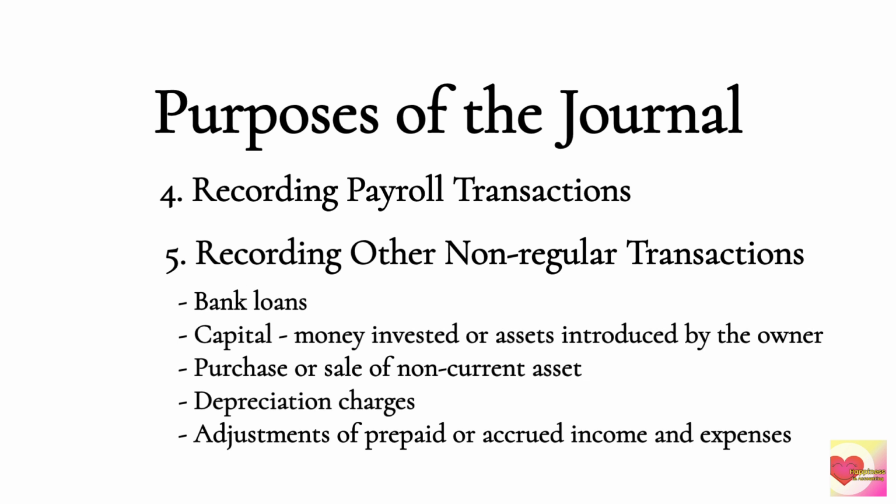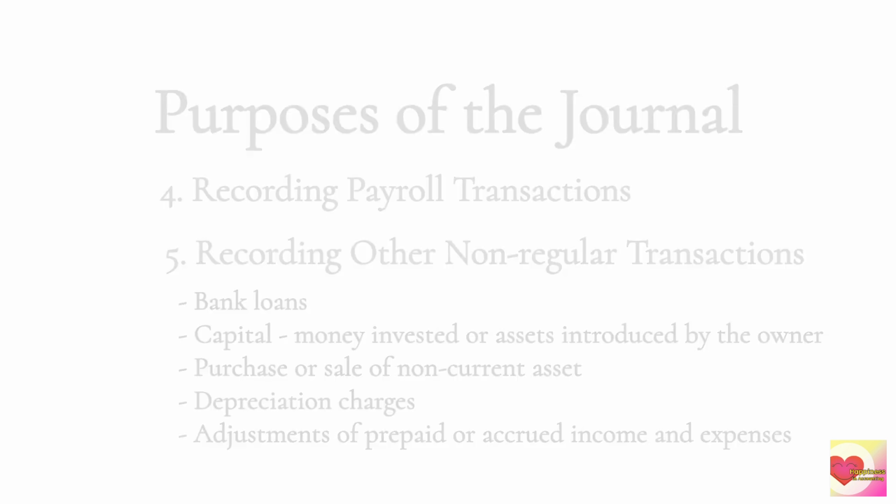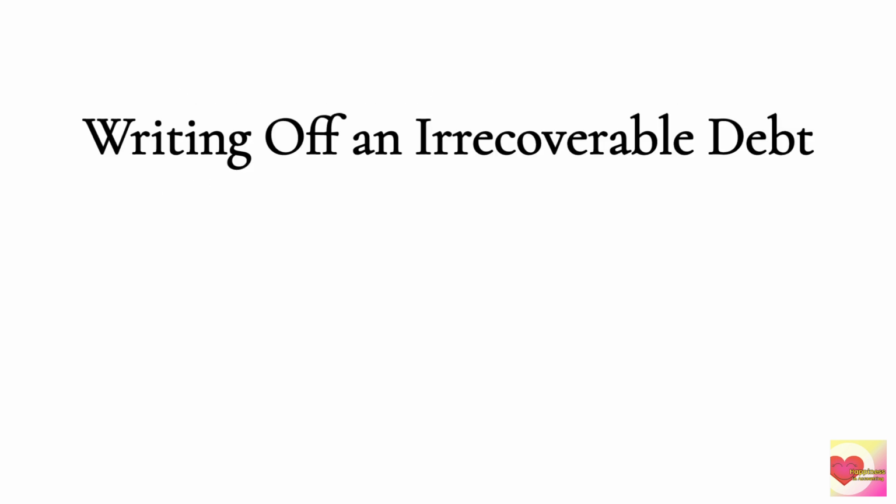Some of the examples are recording bank loans, capital, which is the money invested or asset introduced by the owner, purchase or sale of non-current assets, depreciation charges, and adjustments of prepaid or accrued income and expenses. These are just some of the examples of the non-regular transactions, but don't worry, they are not included in the principles of bookkeeping controls. Now let's move on to writing off an irrecoverable debt.